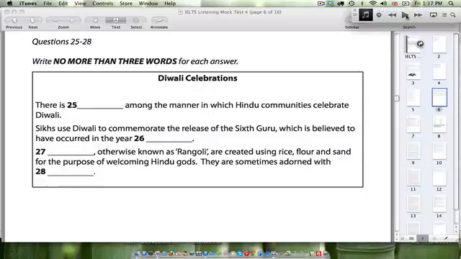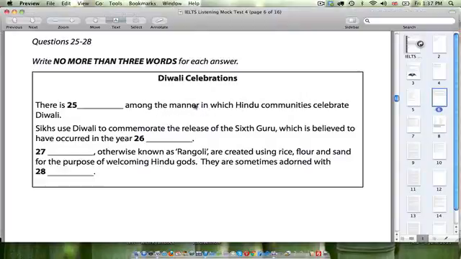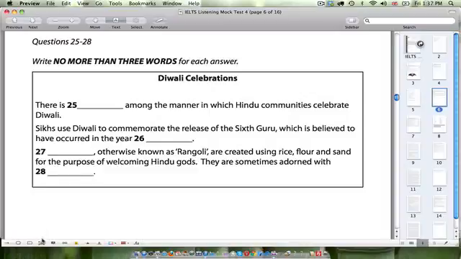Okay, so let's go over the answers here. For number 25, they talk about the manner in which Hindu communities celebrate Diwali, and they mentioned that there are differences. So I suppose we could write that, or we could write the word variation. Because the sentence begins with "there is," if we want to keep it grammatically correct, we use variation.